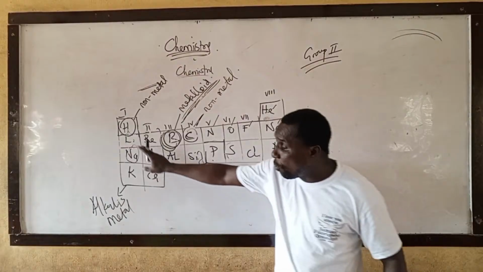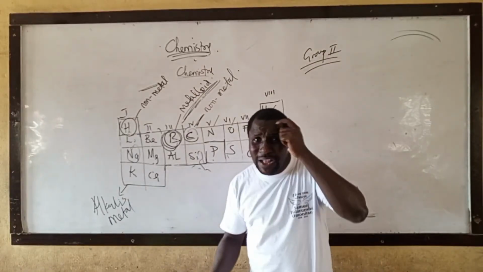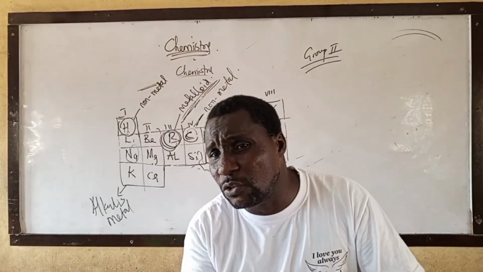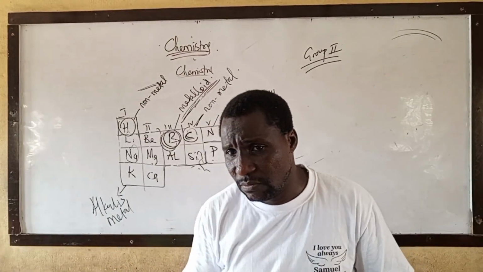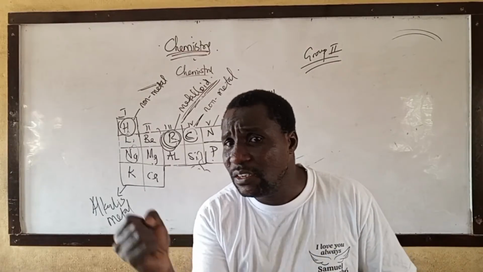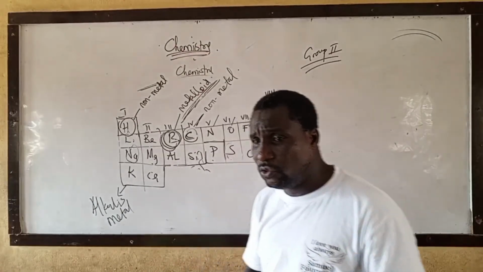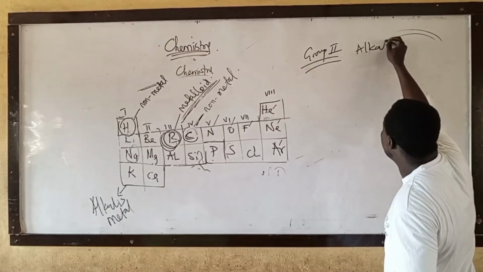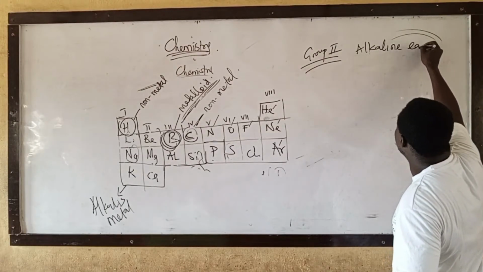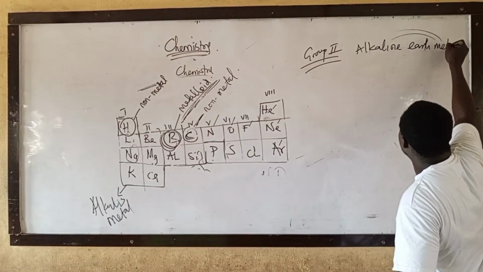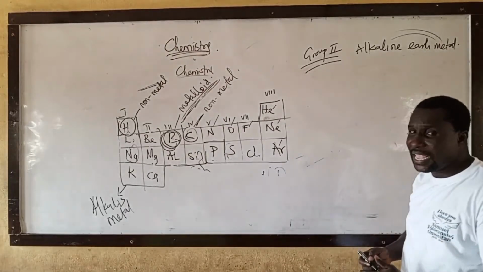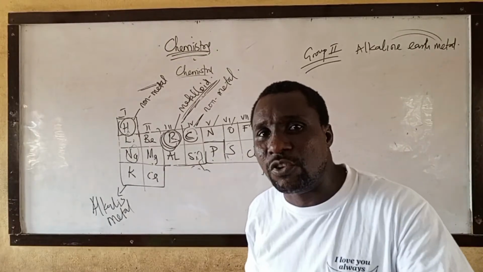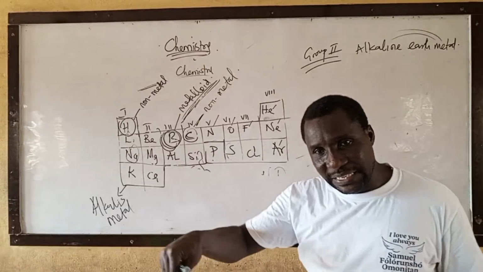Group 1 metals are called alkali metals. Why do they call them alkali metals? They are soluble in water to form strong base, to form alkali. Very soluble. Group 2 metals, they are known as alkaline earth metal. They are abundant in the earth crust. Take note, in the earth crust.